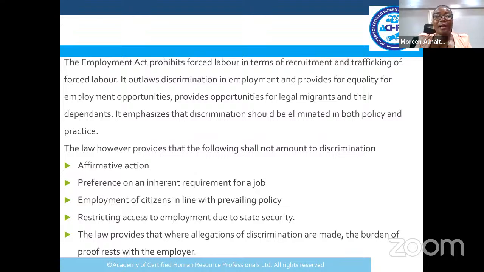You know, I don't think I've ever seen in Kenya a non-citizen judicial officer. If you've seen one, please write in the chat and tell me.